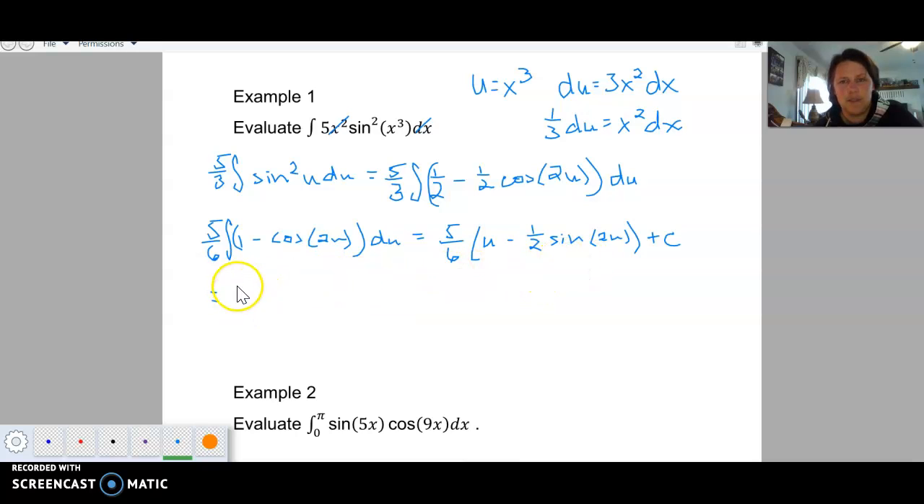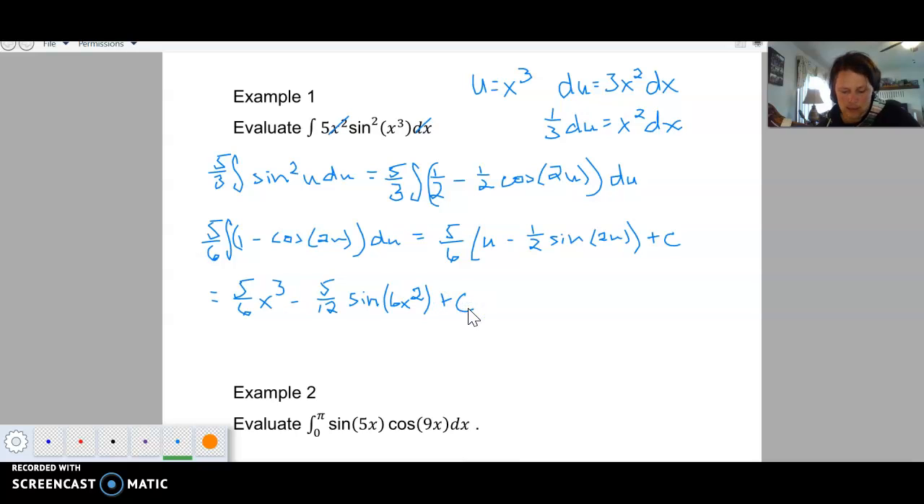Okay, now we're going to substitute back in for u, and I'm also going to multiply that 5/6 through. So I have 5/6 x cubed minus 5/12 sine of 6x squared plus c.